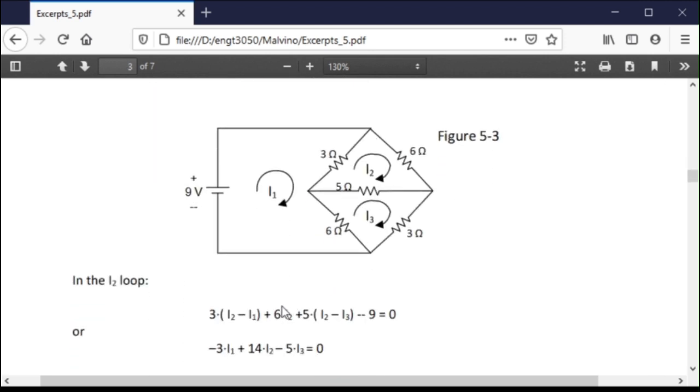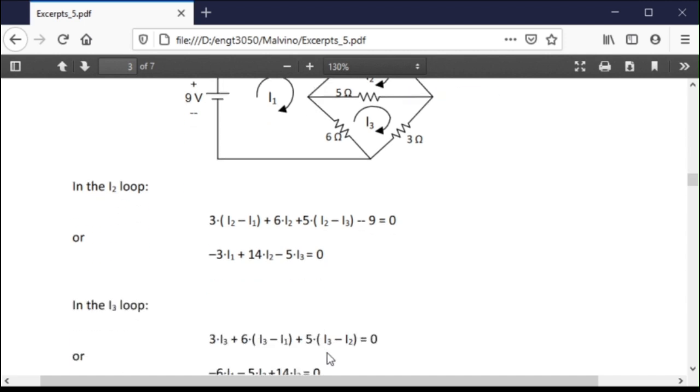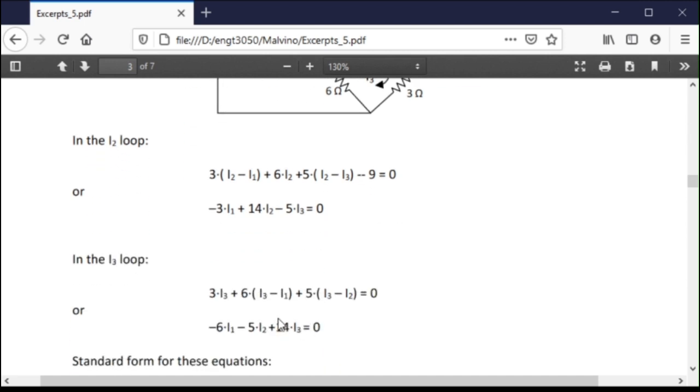The I2 loop: 3I2 minus I1 plus 6I2 plus 5I2 minus I3 equals 0. There is no minus 9, and that's a typo. We're going to get rid of that. So that equals 0. Okay. In loop 3, 3I3 plus 6I3 minus I1 plus 5I3 minus I2 equals 0. Or minus 6I1 minus 5I2 plus 14I3 equals 0.